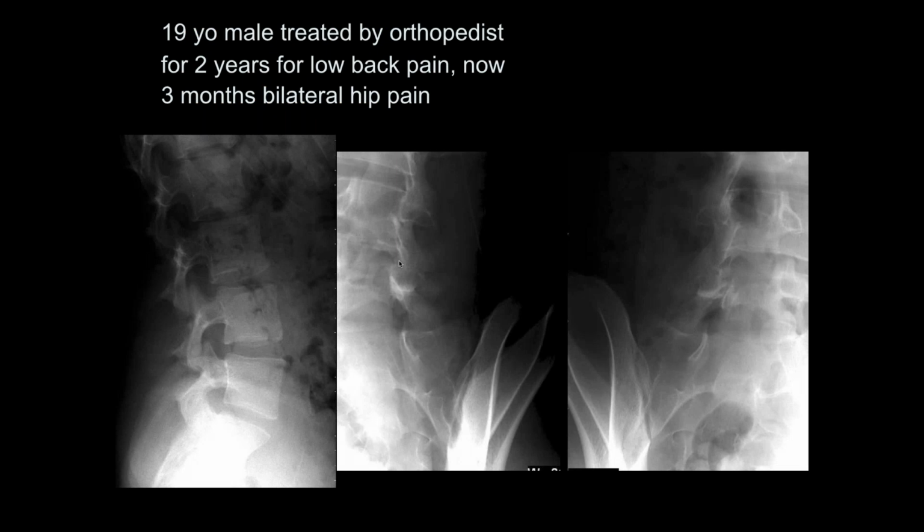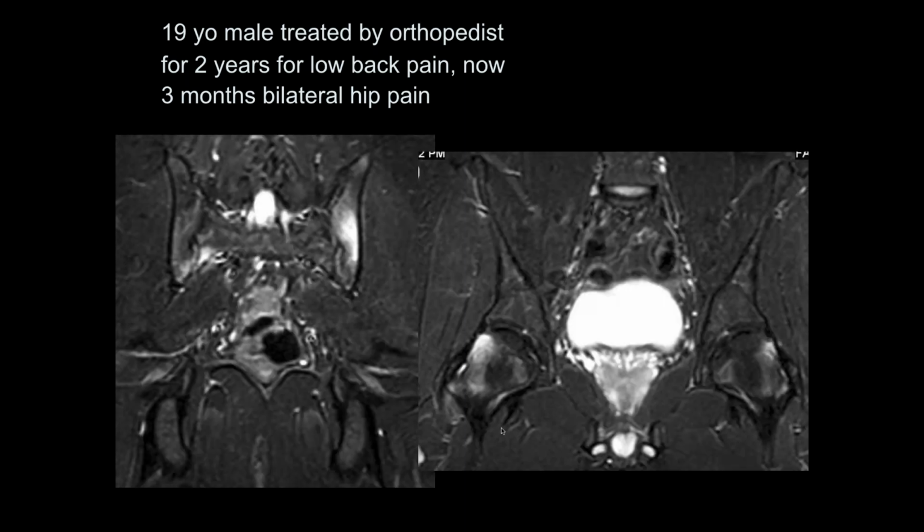19-year-old male treated by orthopedics for 2 years, low back pain, now 3 months of bilateral hip pain. So the SI joints, the distance is a little bit increased, which can happen in early sacroiliitis. Yeah, maybe there's a little bit of irregularity here and loss of the density. Still looks fairly smooth here. Okay, so that's the plain film. Here's the MR.